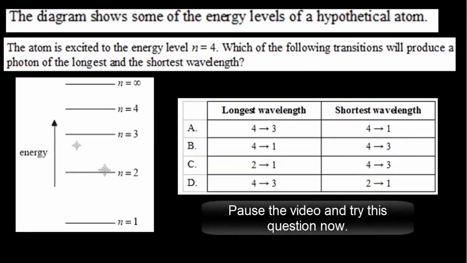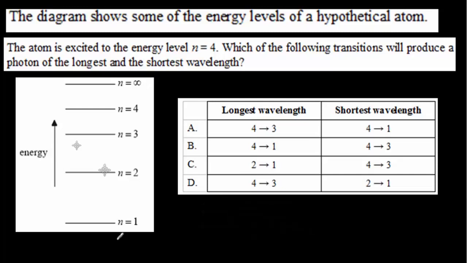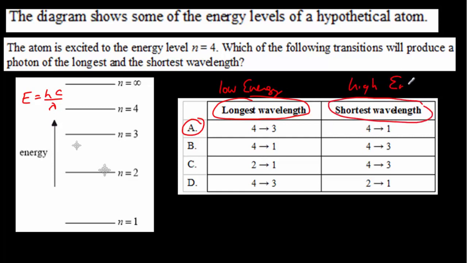Another IB question, pause the video, read it over, try it out for yourself, come back for the answer. So hopefully you said the correct answer is A. And what you've got to remember here is that the photon energy varies inversely as the wavelength. So if we've got a long wavelength, that's a low energy photon. That means a small energy difference. If we've got a short wavelength, that's high energy. And that means a big energy difference.